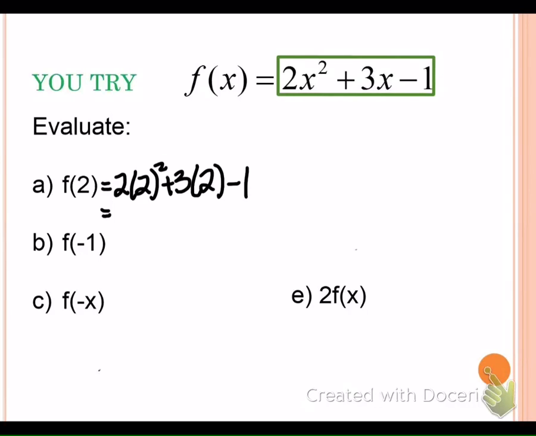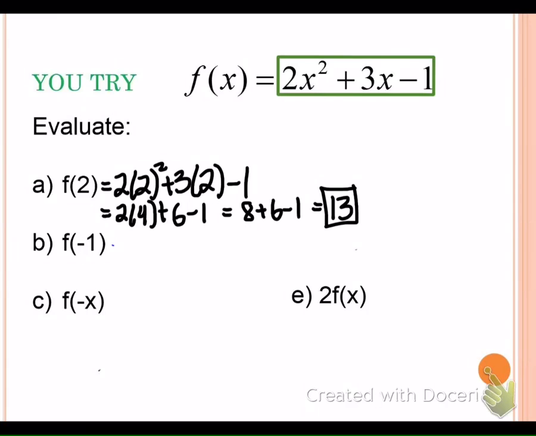So this is 2 times 4 plus 6 minus 1. 8 plus 6 minus 1. Or what? Was that 13? Sorry, even my addition and subtraction is pretty sketch sometimes. Let's be honest here. Next one's going to give me 2 squared.